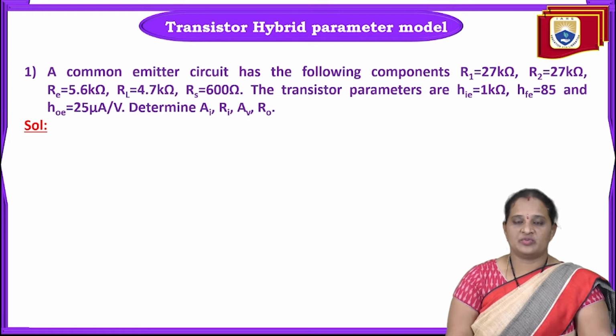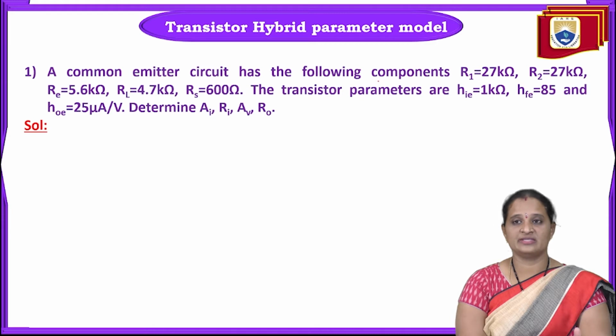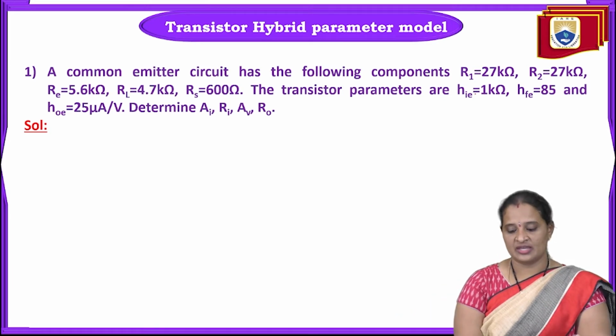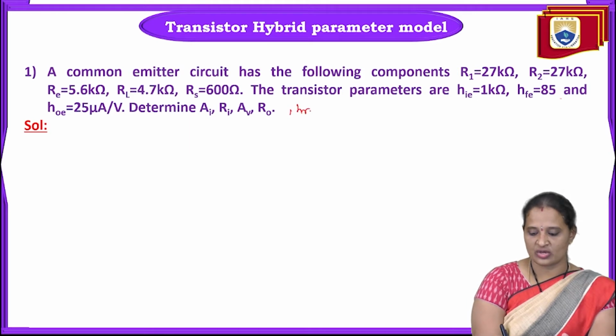Now let us take the first problem on the common emitter circuit. The common emitter circuit has the following components: R1 is equal to 27 kilo ohms, R2 27 kilo ohms, RE 5.6 kilo ohms, RL 4.7 kilo ohms, RS 600 ohms. And the transistor parameters are HIE equals 1 kilo ohm, HFE equals 85, and HOE 25 microamperes per volt, and here HRE is not given.